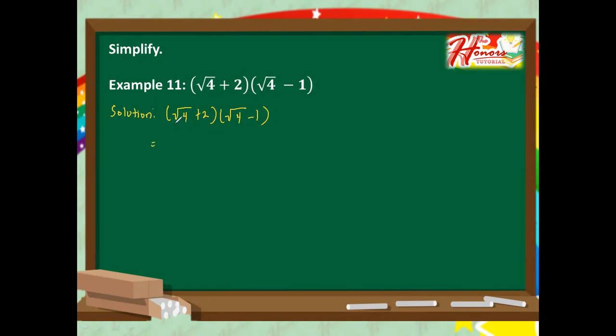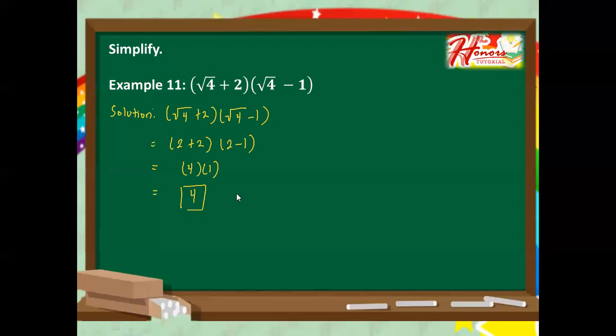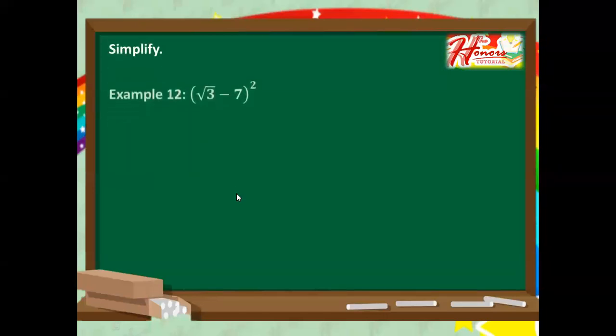So square root of 4 is 2. So we have here 2 plus 2. And then square root of 4, that's 2 minus 1. 2 plus 2 is 4 times 2 minus 1, that's 1. 4 times 1 is 4. So this is the final answer. It's 4. Let us have another. Example 12. This will be the last example for this topic.